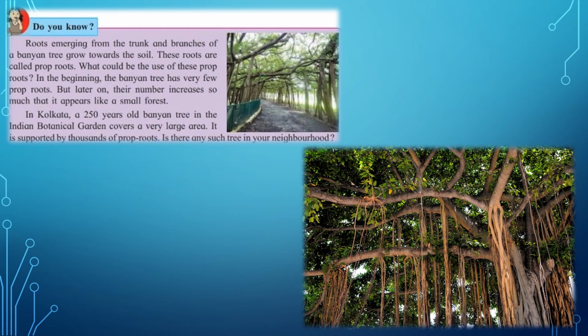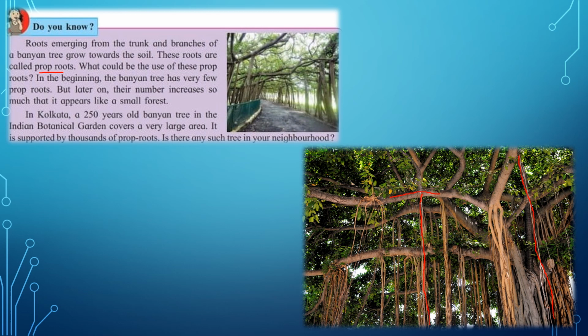Now see students, these are the prop roots. This is a banyan tree. These prop roots grow on the branches of the tree. On these branches the roots grow and their direction is towards the ground, that is towards the soil. And when they enter the soil, from those roots a new plant is developed.